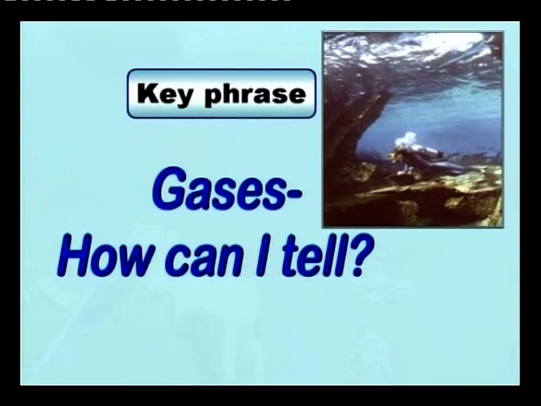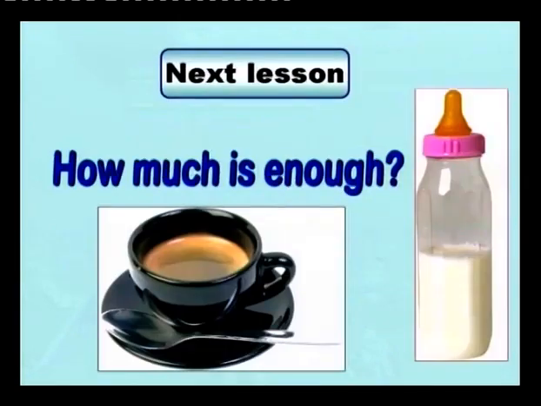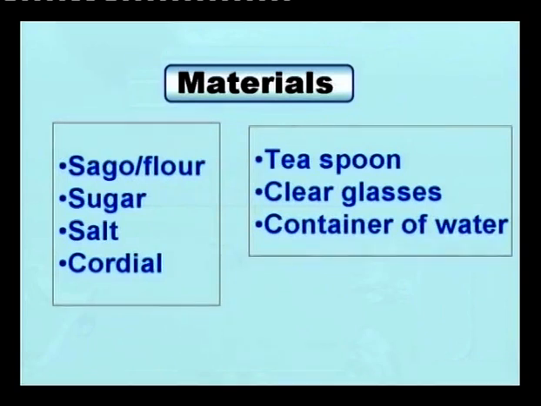Our next lesson will be on how much is enough. These are the materials that you should prepare for your next lesson. We have sugar, salt. You can either bring sago or flour. Also bring pure cordial, a teaspoon, and some clear glass jars or clear containers.